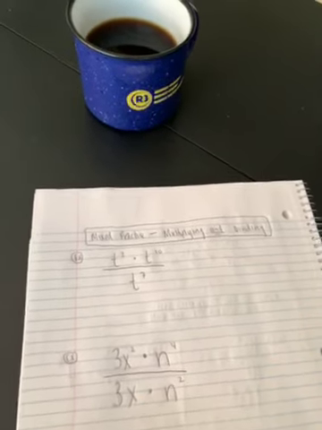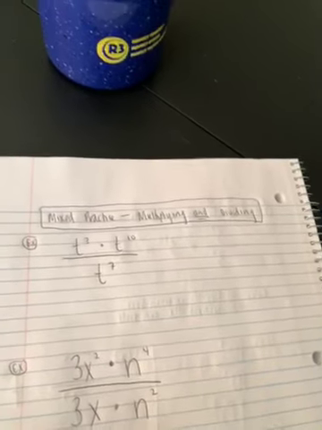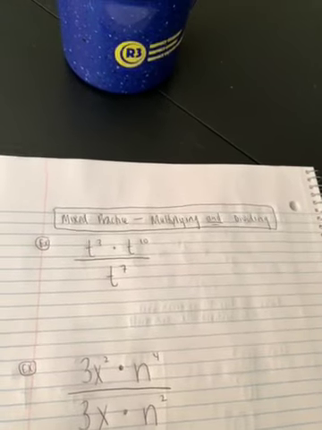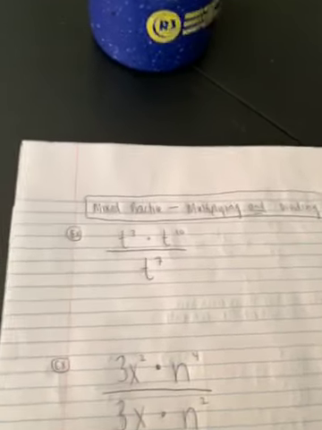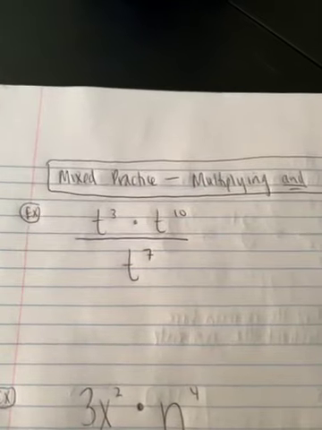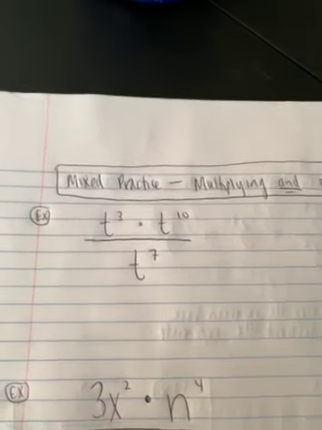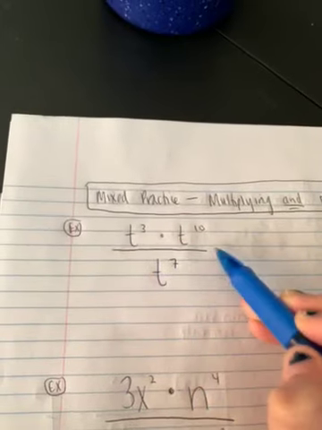And now we're ready to put these two rules together. So a little mixed practice when we're multiplying and dividing. So in these problems, we'll see both operations possibly being used. So here we go. Our first example, t to the third times t to the 10th, all divided by t to the 7th. So we see multiplication and we see division.